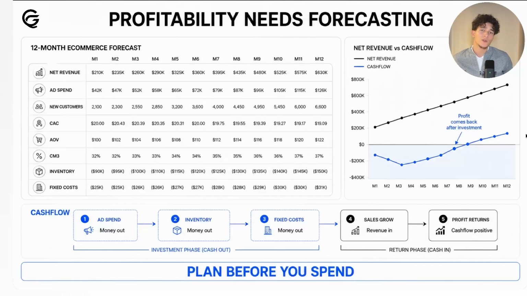Also, sometimes most stores don't optimize on profitability for the first order. They actually go break even or take a slight loss because they invest in the second and third and fourth order of the customer. And so the general rule, this is very general and just a rough sketch, right? Ad spend money goes out, inventory money goes out, and fixed costs money goes out. And this is the investment phase where you cash out. Then your sales grow, you get revenue in, and hopefully your profit grows as well. And you have to really match these cycles so that you have the best possible cash flow for your store.